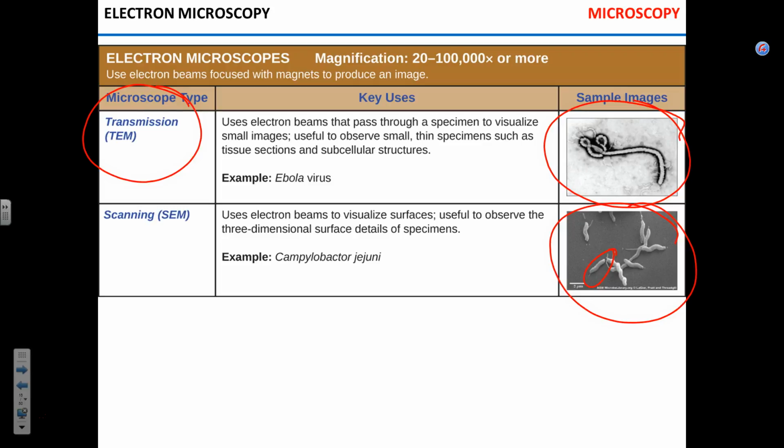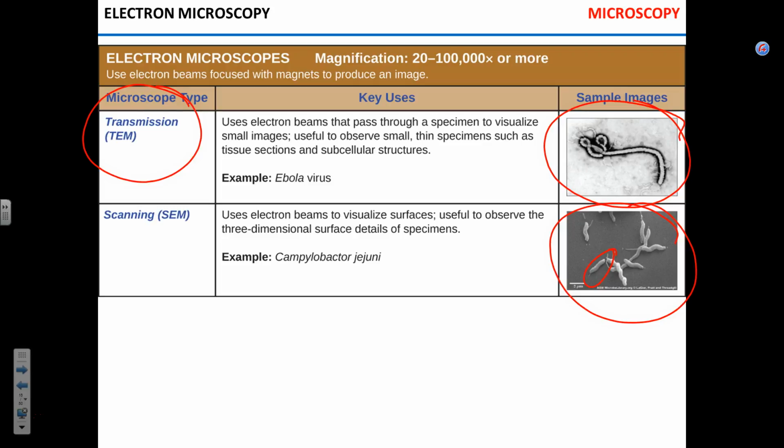Electron, know the difference between transmission and scanning. And I quite likely will provide you with an image on the exam, and you will have to tell me what type of microscopy it is. It's going to be obvious, I promise. I mean, if you have an idea what they do, it's going to be obvious.